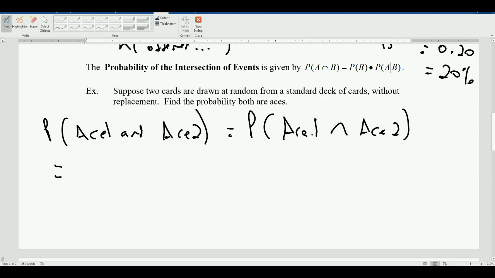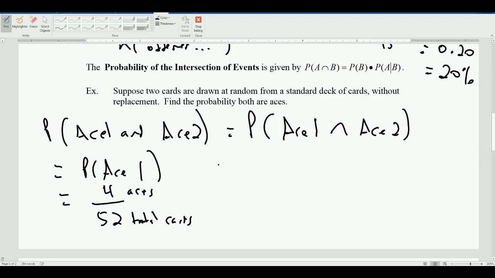So start with the probability of drawing ace 1. How many aces are there in a standard deck of cards? Well, there are 4, out of how many cards total? 52. 4 aces, 52 total cards. And anytime we do probabilities of these intersections, this is always multiplication. Or is addition, and intersection is always multiplication. So for the second probability, I'm going to use the same notation: find the probability of ace 2 given I've already drawn ace 1.